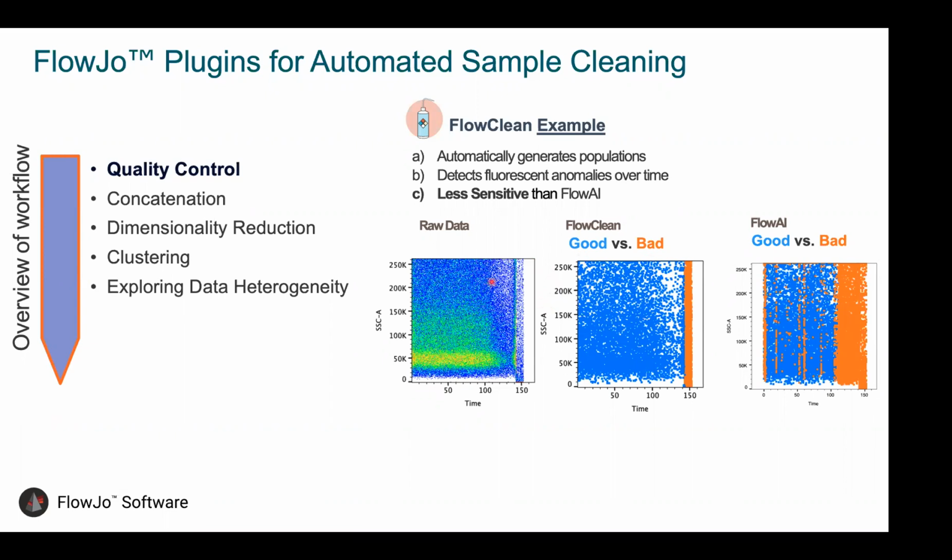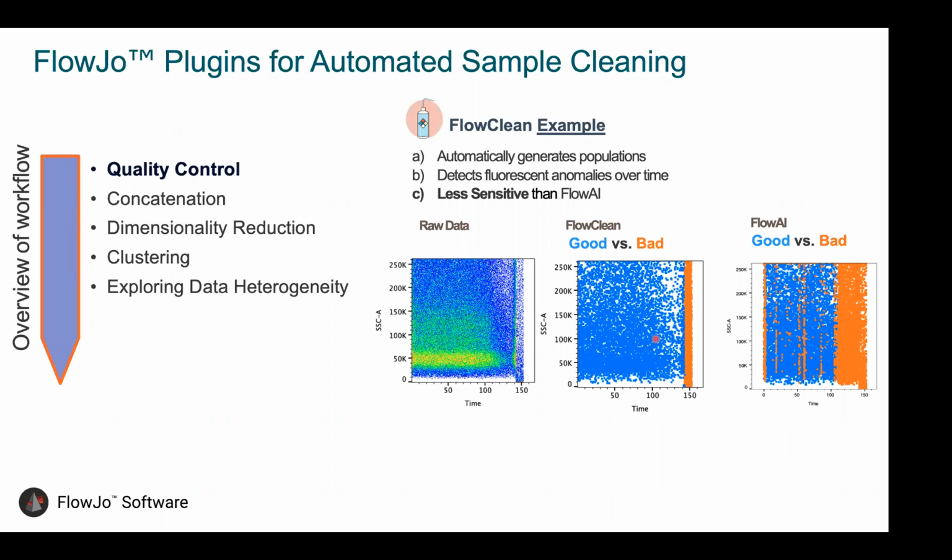So here, let's see a comparison between FlowAI and Flowclean. Yeah, you see our raw data here on the left. We can see that the flow rate here towards the end is somehow decreased. And finally, we have a peak here of a lot of events passing by. So there is an instability of the flow rate here. We can see how Flowclean and FlowAI remove those unstable data.